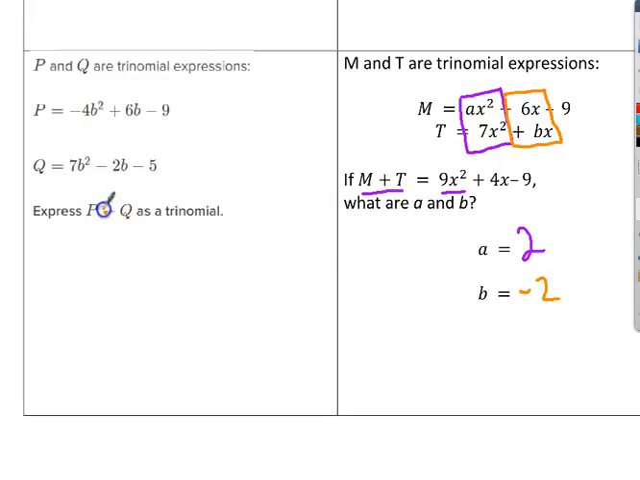Alright, this time I'm going to notice that there's a minus right here. And I learned in the last problem, when there's a minus, I have to distribute first, which means all the signs are going to change.